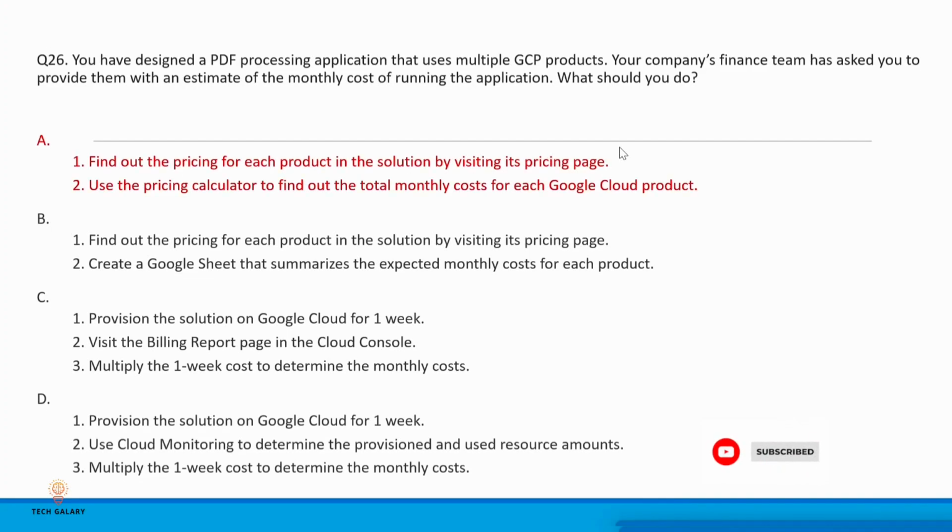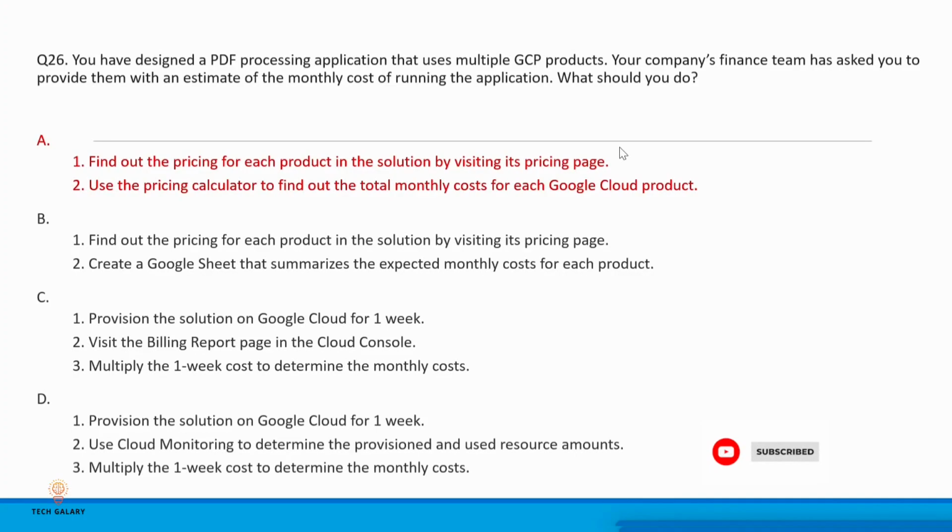Find out the pricing for each product in the solution by visiting its pricing page. Use the pricing calculator to find out the total monthly cost for each Google Cloud product. Now let's take a look at each of these options and understand why option A is correct and not the others. Now let's take a look at option B. Find out the pricing for each product in the solution by visiting its pricing page.